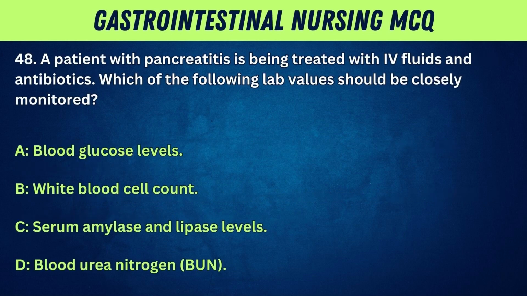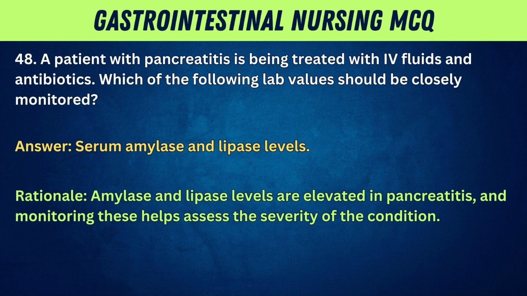48. A patient with pancreatitis is being treated with IV fluids and antibiotics. Which of the following lab values should be closely monitored? A. Blood glucose levels. B. White blood cell count. C. Serum amylase and lipase levels. D. Blood urea nitrogen, BUN. Answer. Serum amylase and lipase levels. Rationale. Amylase and lipase levels are elevated in pancreatitis, and monitoring these helps assess the severity of the condition.